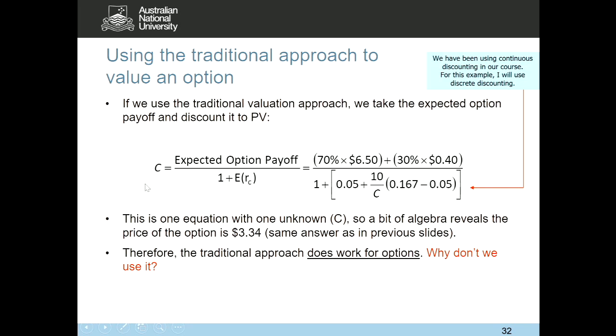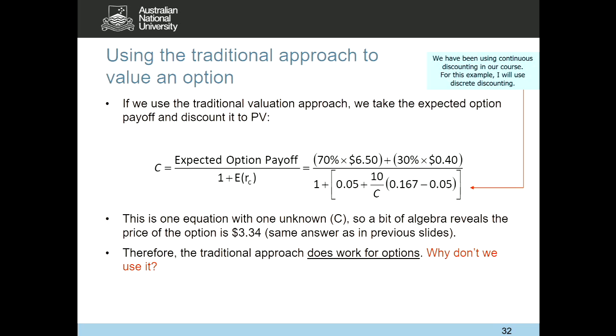So we have one equation and one unknown. We can solve for the C. So if you go home, rearrange the equation, you can solve that. The C turns out to be $3.34, right? So exact same answer as we got from the previous replication approach as well as the delta hedging approach.